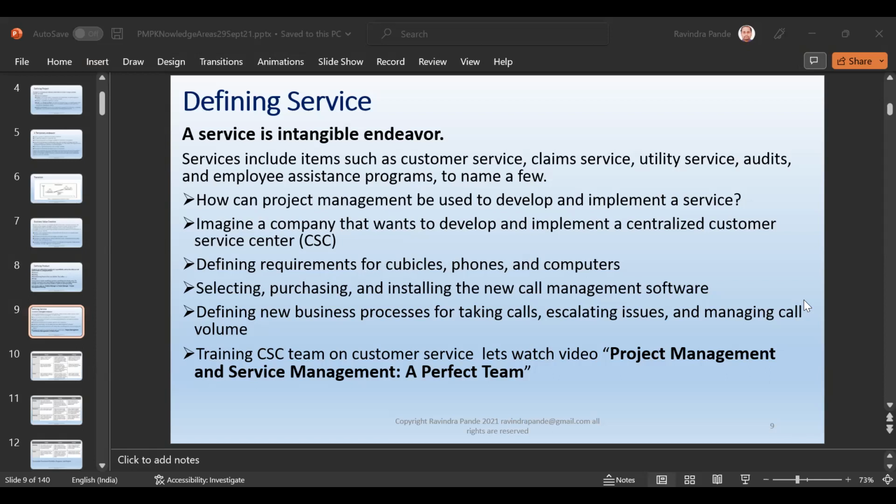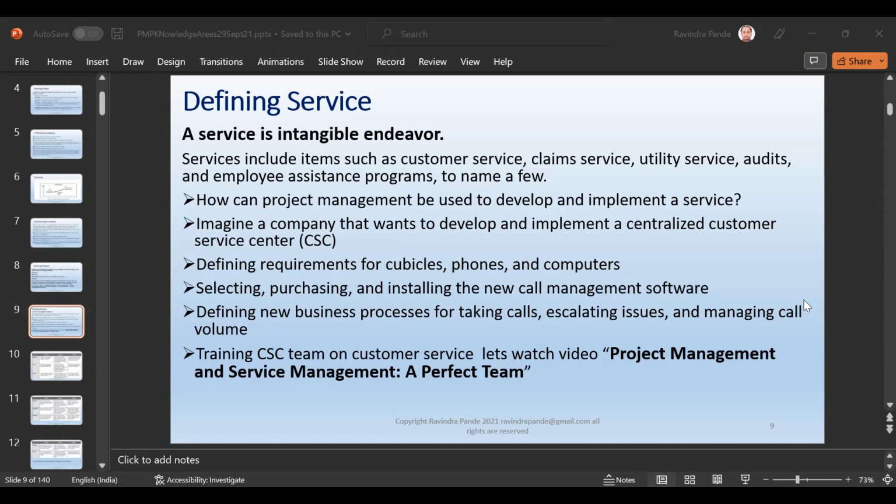Selecting, purchasing, installing a new call management software, a voice support software, or voice center as they normally refer to it, where we might have 4 persons sitting around the clock in 3 shifts to assist if anybody calls for any assistance, might be credit card assistance, might be car support assistance, and so on and so forth. Defining a new business process for taking calls, escalating issues, and managing call volumes. So we normally align our resources and our process definition in a way where we can complete the required outcome or result in a progressive manner.